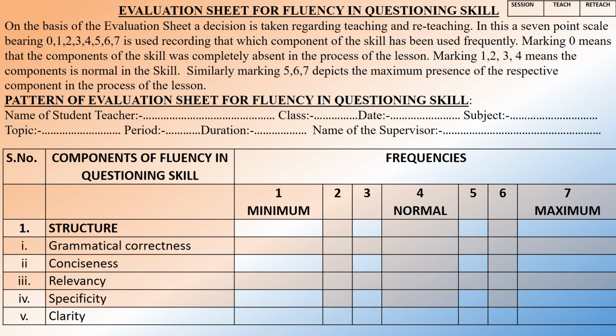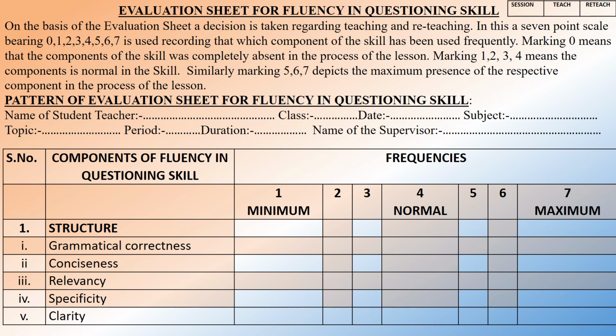In the first column, the serial number will be written. In the second column, the component of fluency in questioning skill will be written. The skill of fluency in questioning is initially divided into two: structure and presentation. In the structure, the following components are included: grammatical correctness, conciseness, relevancy, specificity, and clarity.